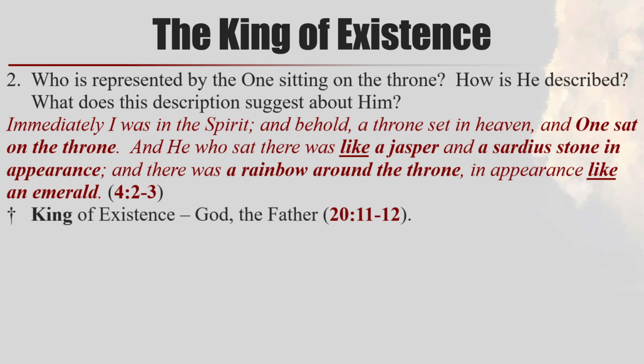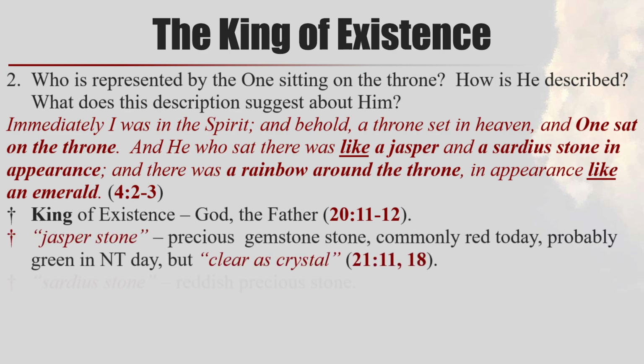So what we have is the king of all existence. This is God the Father, who's at the center of everything. Jasper stone, this would have been a very precious gemstone. Today, when it's dug up, it is red. It was probably actually green back in their time due to the change of minerals where this is dug out. But regardless, it's described as being clear as crystal, which is not like that stone back then or now.